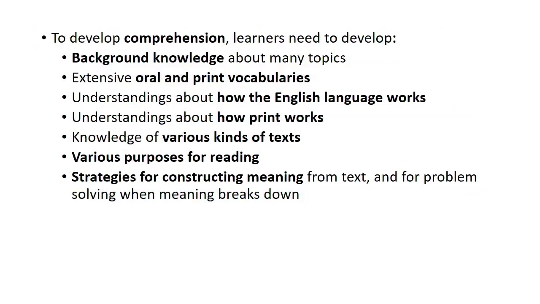Then, in order to develop comprehension, learners need background knowledge about a lot of topics, because whatever you give them to read won't be just about one topic, but about any topic, basically. Then they need extensive oral and print vocabulary. So they need to not just know a lot of words to say them, but also what they look like when they are written down. Then they also need an understanding of how the English language works. They need to understand how print works. And they need to have knowledge of various kinds of texts.